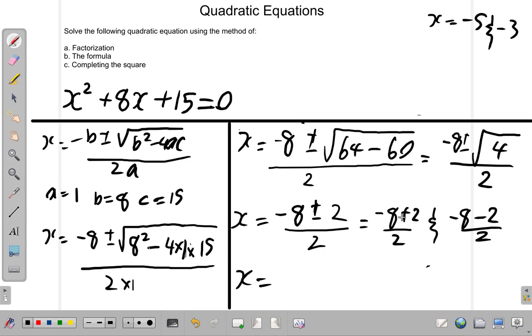So x is negative 8 plus 2 is negative 6 divided by 2, which is negative 3. And x equals negative 8 minus 2 is negative 10. Negative 10 divided by 2 is negative 5. So x is negative 3 and negative 5. All right. Negative 3 and negative 5. Same answer as we got before.